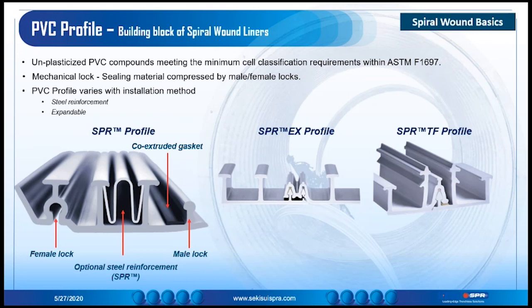The mechanical locks of the PVC profile are then enhanced with sealing materials that, when compressed by the locks, form a watertight structure. When the design and loading for a rehabilitation project require additional strength, the PVC profile can include additional steel reinforcement, or be manufactured in a manner so that the SPR liner formed can be expanded to form a tight fit against the host pipe.